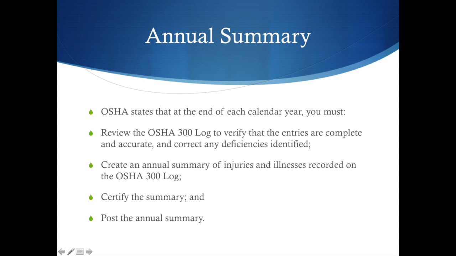Now, transitioning to the annual summary. OSHA states that at the end of each calendar year, you must review the OSHA 300 log to verify that the entries are complete and accurate and correct any deficiencies identified. Create an annual summary of injuries or illnesses recorded on the OSHA 300 log. Certify the summary and post the annual summary.